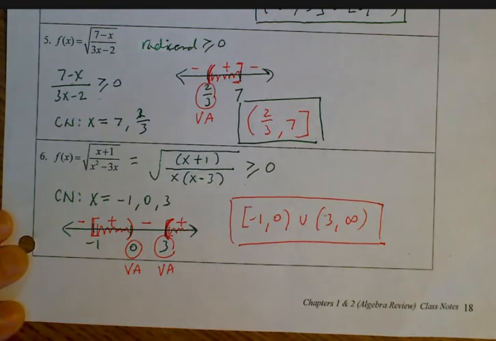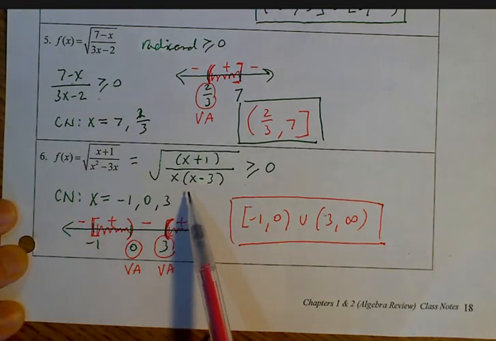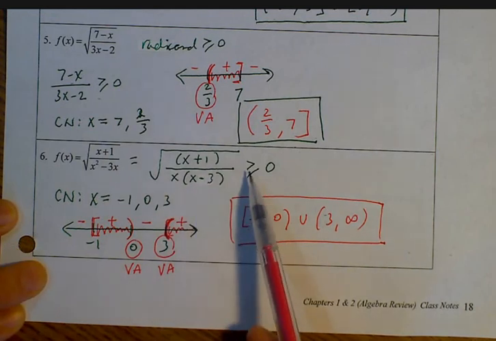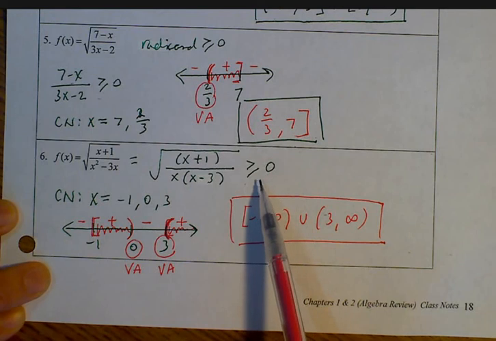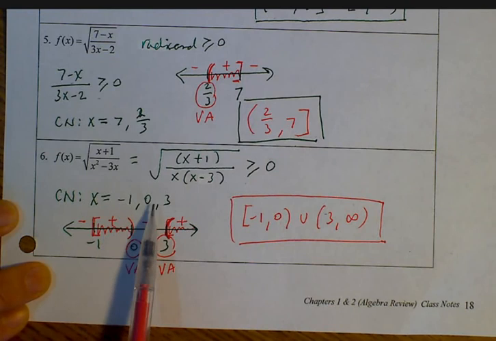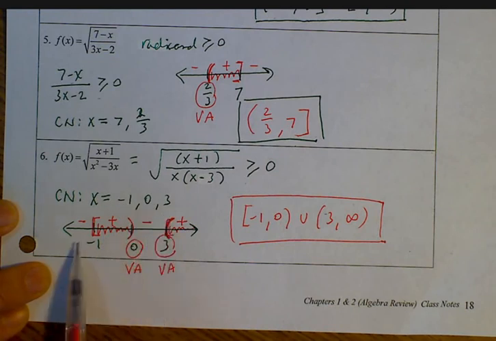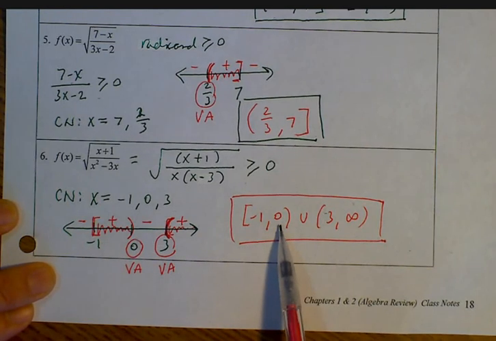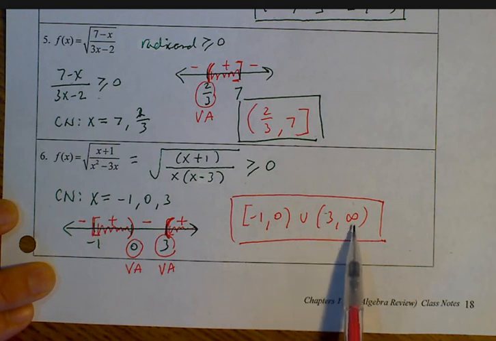In the last problem, I'm going to factor out the denominator, so that'll be x times x minus 3. I set the radicand greater than or equal to 0, and my critical numbers are at x equals -1, 0, 3. I set up my number line, and I get negative, positive, negative, positive. At 0 and at 3, there are vertical asymptotes. So my solution would be -1 to 0, including -1, not including 0, and then 3 out to infinity.